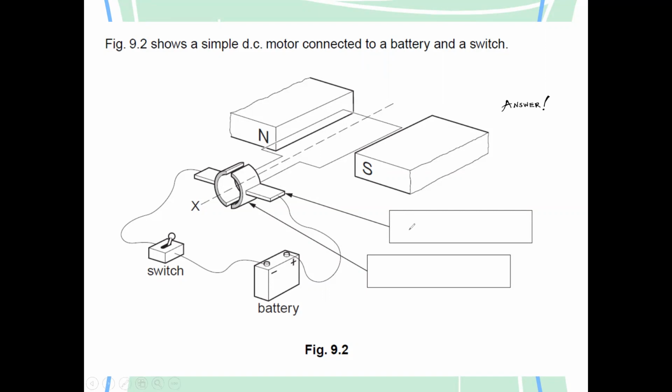So what is this part? This one is a carbon brush. And what about the second part? That is the split ring.